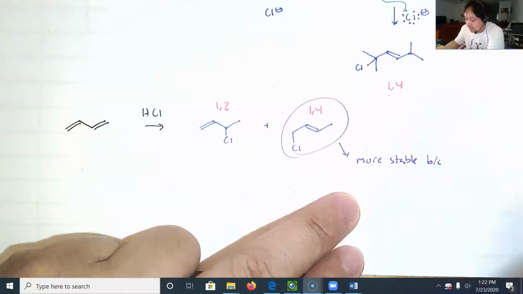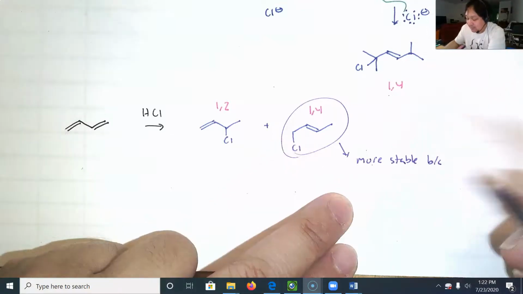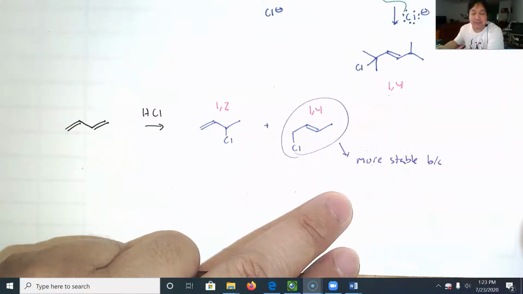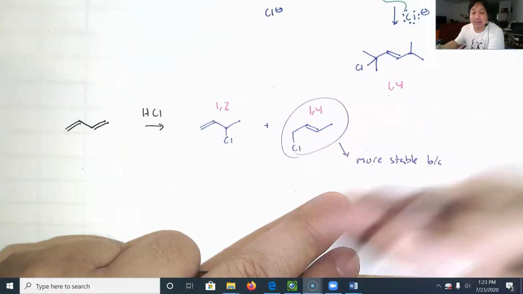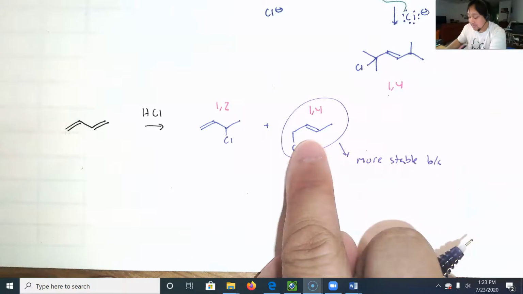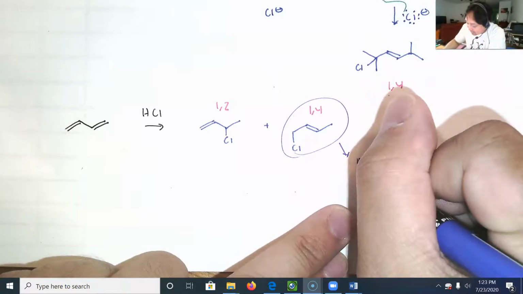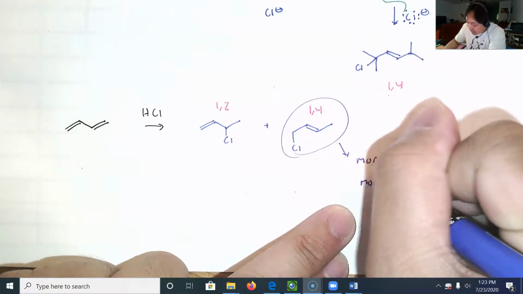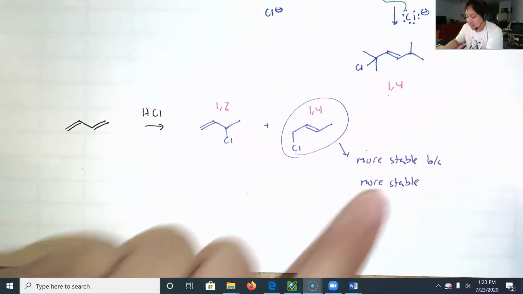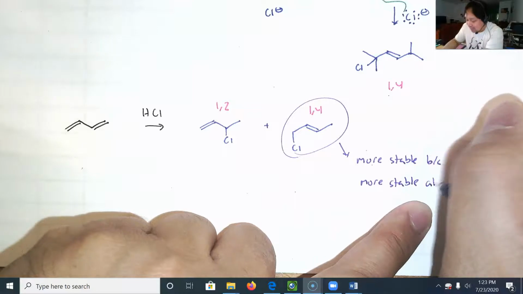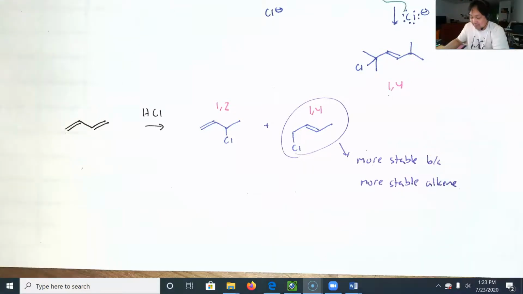because, do you remember your alkene stability rules? Tetrasubstituted is more stable than tri. Tri is more stable than di. Di is more stable than monosubstituted. This is disubstituted. So this is more stable, not the carbocation that it came from, it's a more stable alkene. It's the more stable double bond.